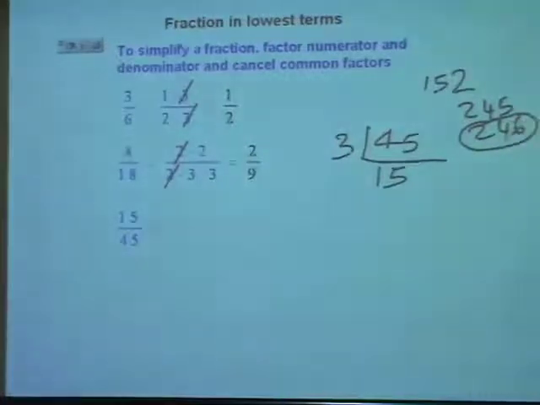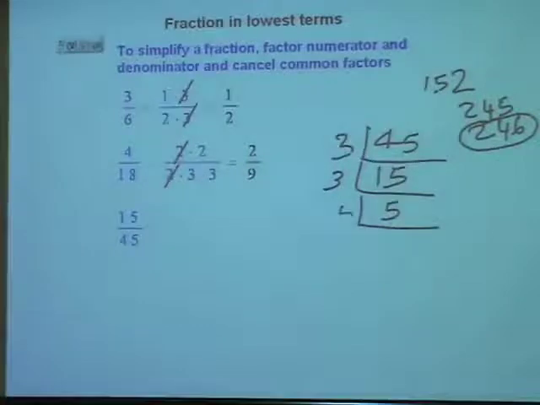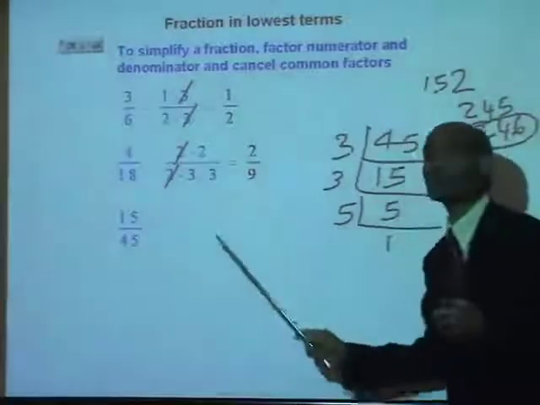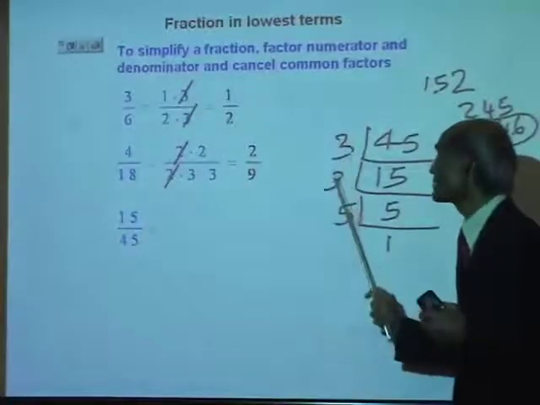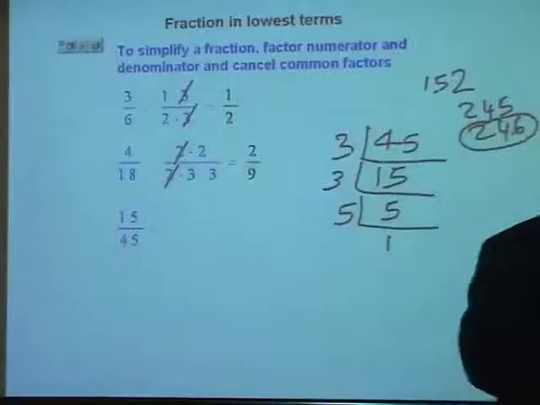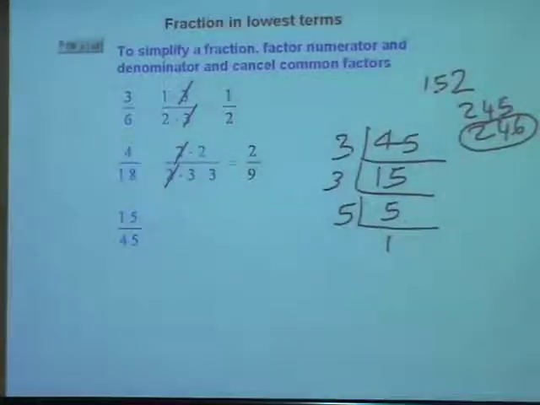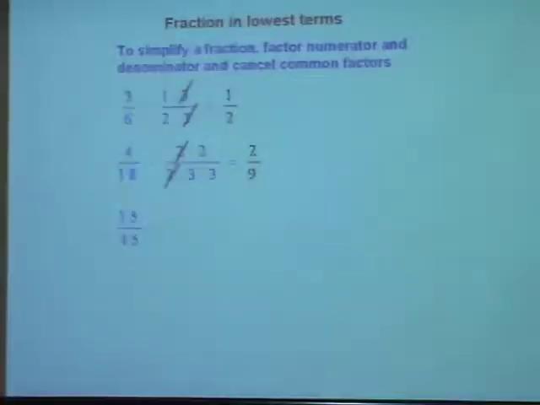Well, now you know that 15 can again be divided by 3. And that will be 5. And 5 can be divided by 5 to give you 1. So the factors of 45 are, what are they? 3 times 3 times 5. You must practice the skills, very important.